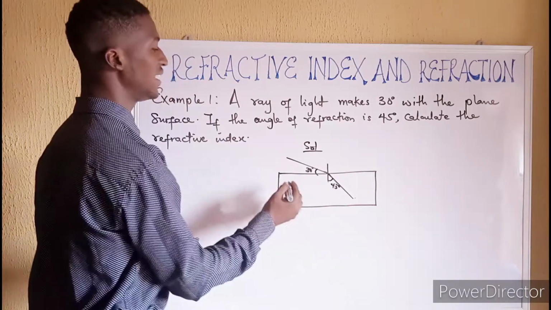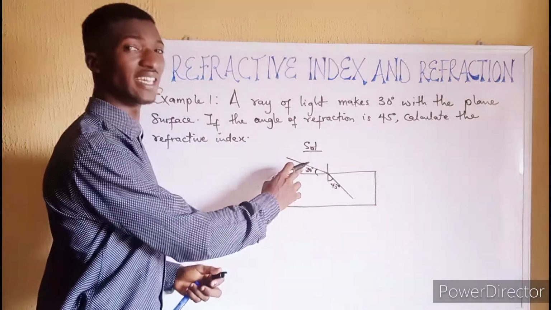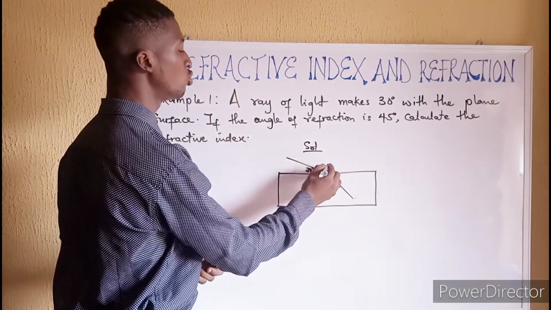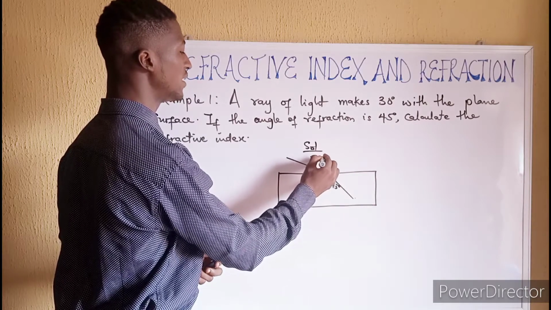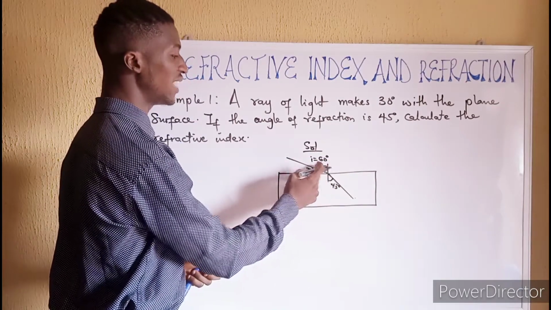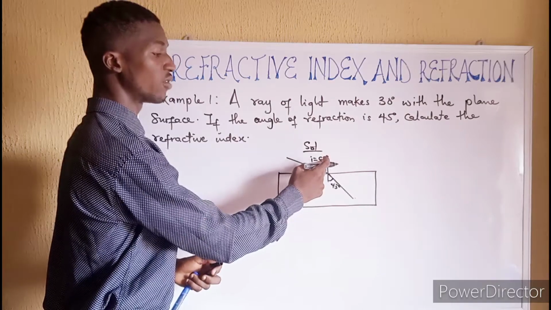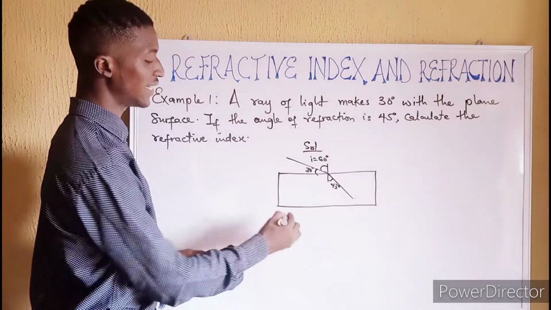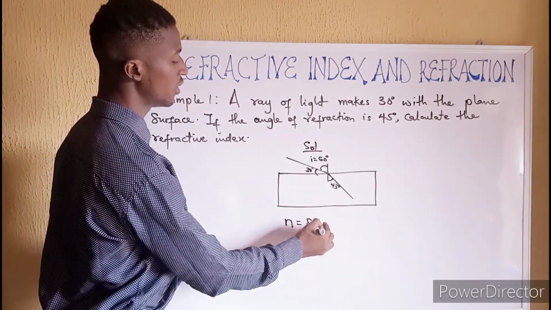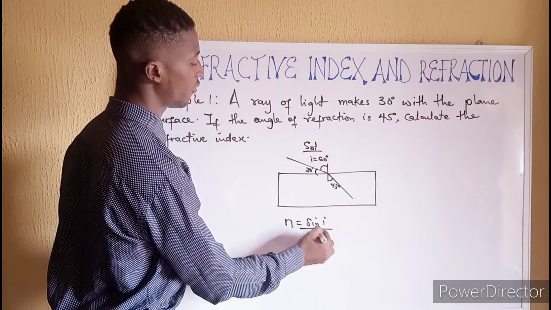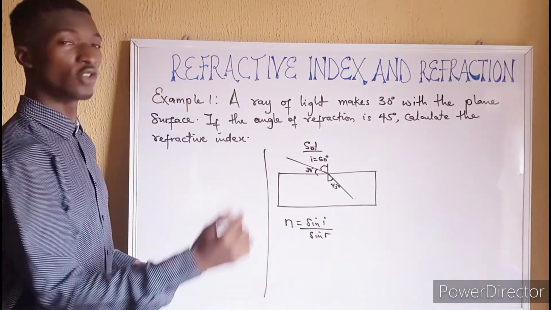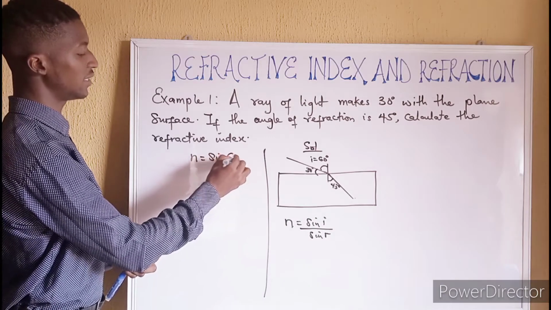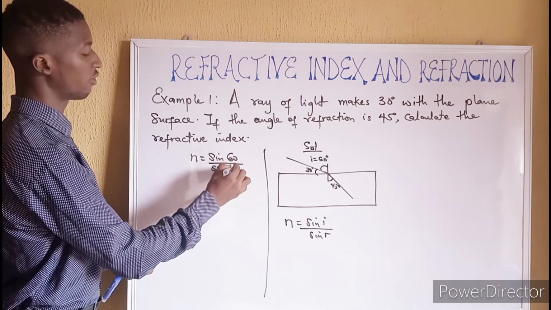What I want you to know is that this 30 degrees is not the angle of incidence. I've told you earlier that the angle of incidence is the angle to the normal. So this is the angle of incidence and it is 60 degrees, because this is 90 degrees all through; 90 minus 30 gives us 60 degrees. From Snell's law, the refractive index is equal to sine of angle of incidence over sine of angle of refraction. So here our refractive index is equal to sine 60 over sine 45.